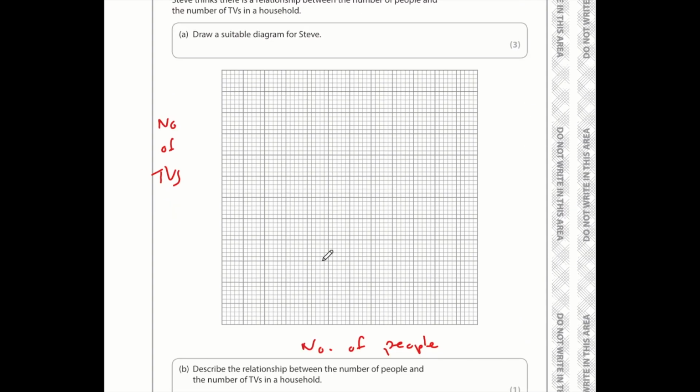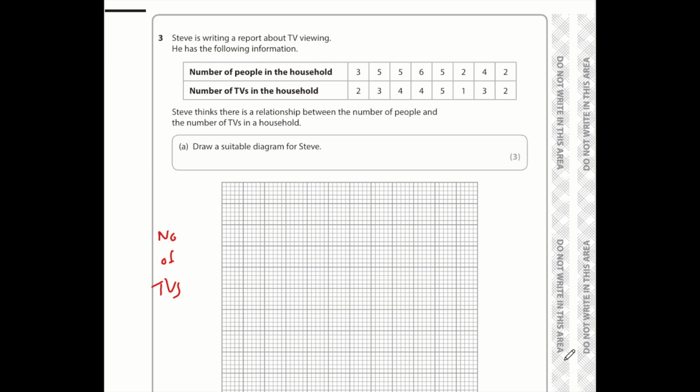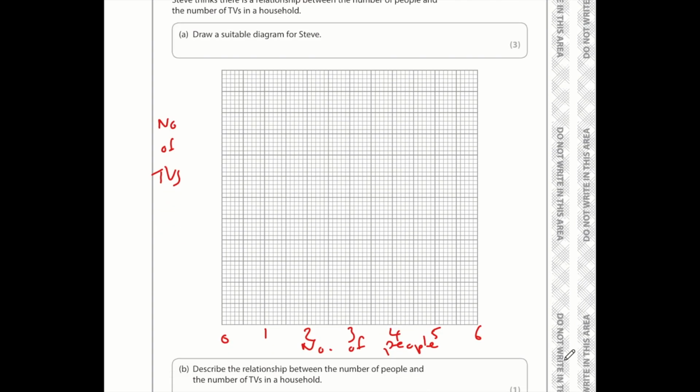So 2 squares can represent 1 person, so that's 1, 2, 3, 4, 5, 6. You could have put the 1 there, it doesn't really matter. I just like to maximise the graph paper, I don't like to have anything wasted. And number of TVs seems to go up to 5, so I can do the same thing here: 0, 1, 2, 3, 4, 5.